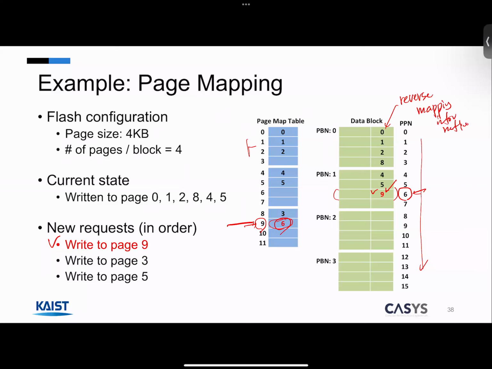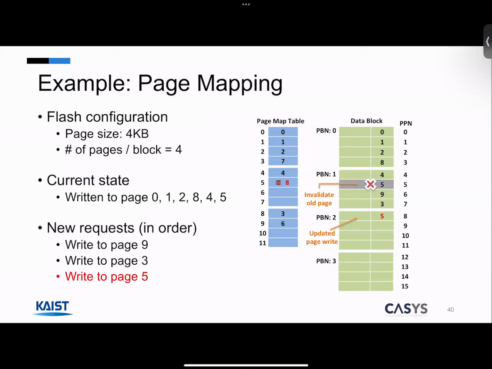Oh, sorry, 3. So for 3, allocate new block 7, and mark that physical block 7 is used by logical page 3.